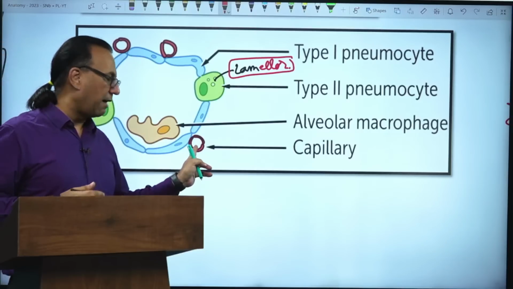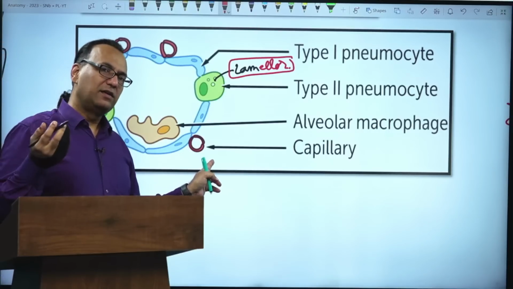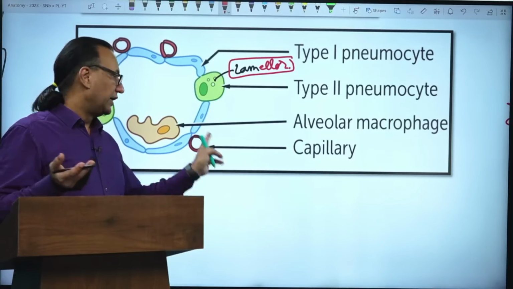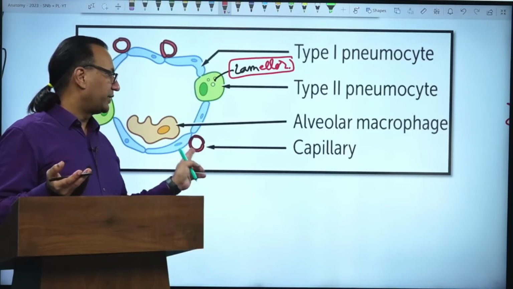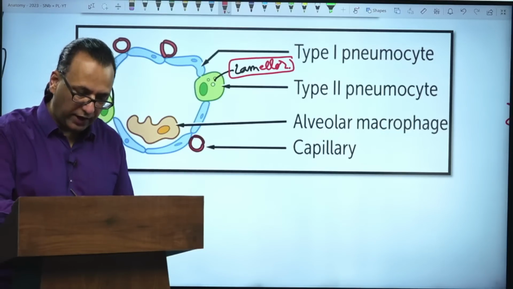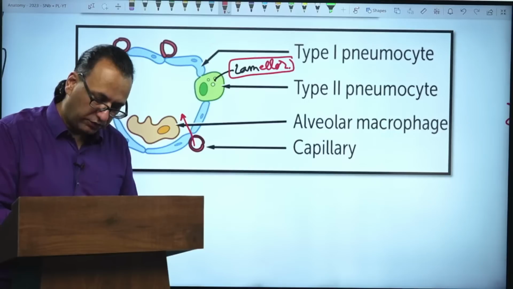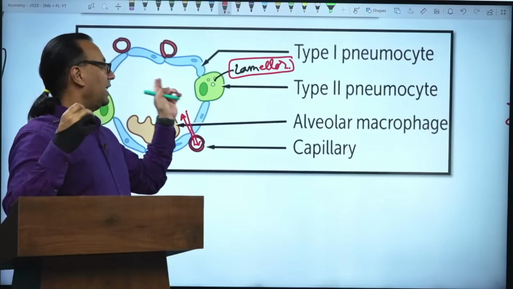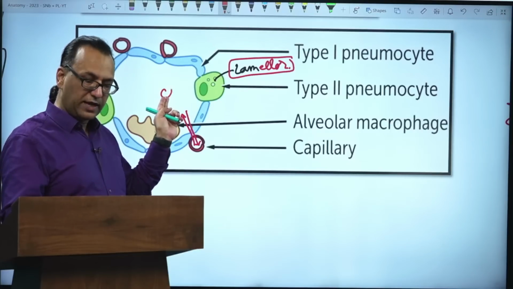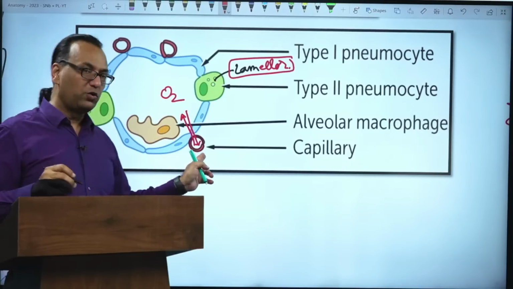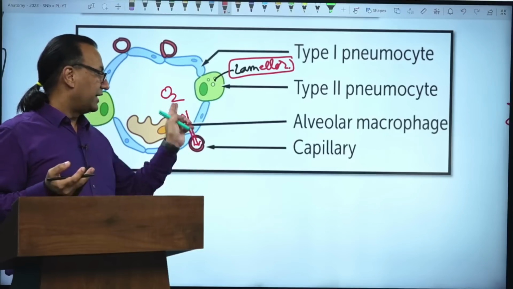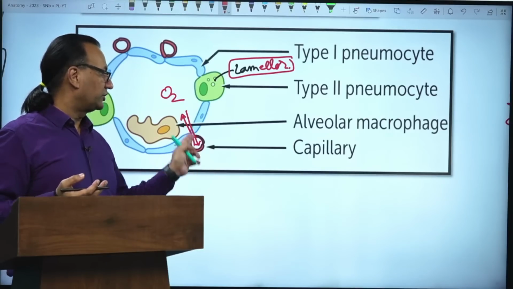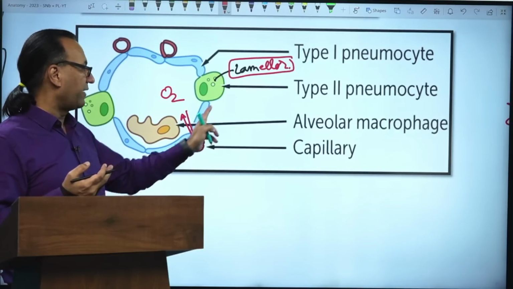and this is the capillary. Capillary epithelium is endothelium, and endothelium is simple squamous. Transport means from the capillary you give CO2 into the alveolus, and from the alveolus you take O2 back into the capillaries. Respiratory gas exchange happens through a thin cell, which is the type 1 pneumocyte.